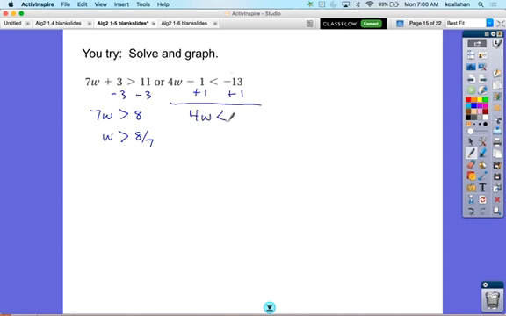4W is less than negative 12. Divide by 4. W is less than negative 3. Tied together with an OR, that's your solution.